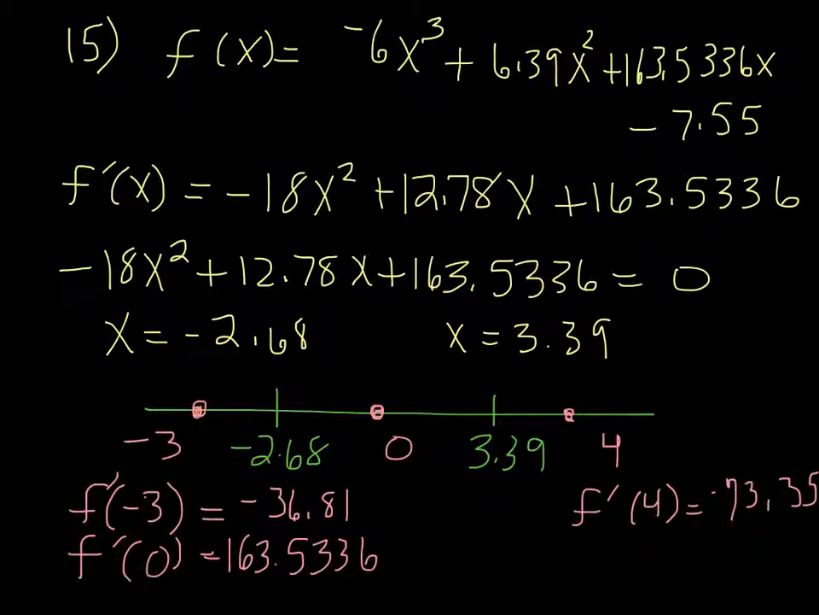So on the first interval, it's negative. So if the first derivative is negative, then that means the function is decreasing. In the middle, it's positive, so my function is increasing. And then on the end, again, we're negative, so my function's decreasing.